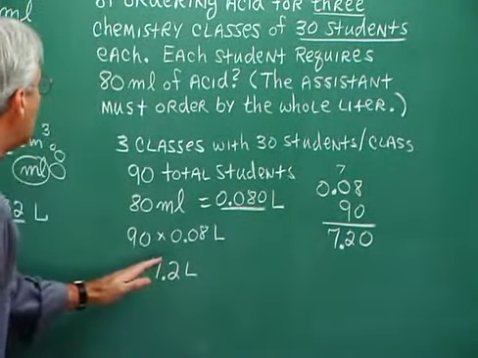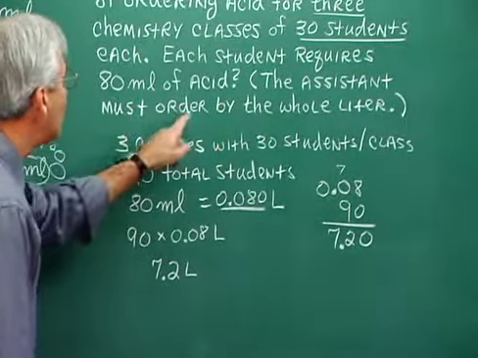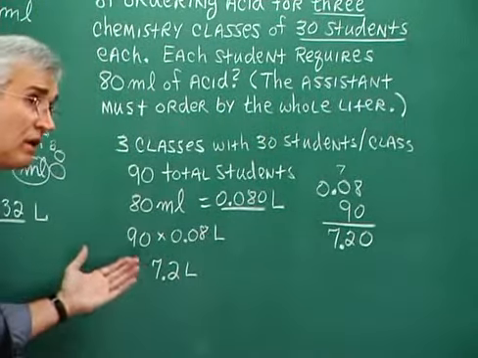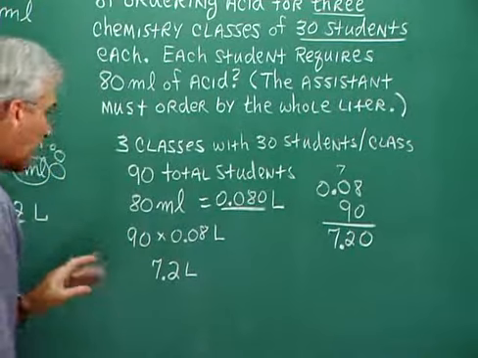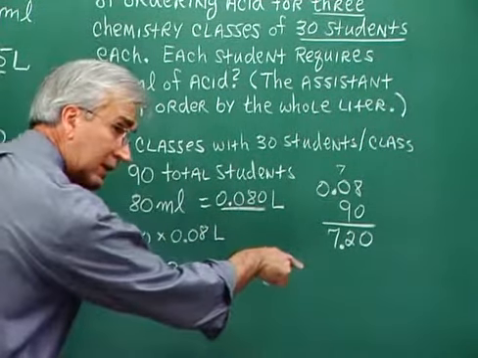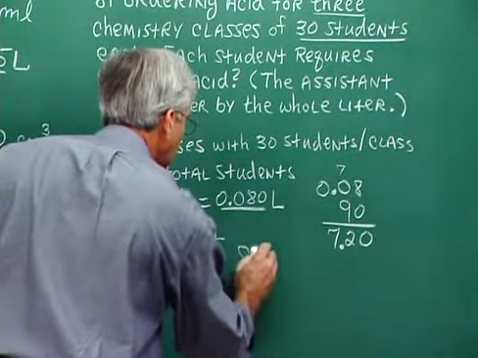But wait a second, we can only order by the whole liter. So if we're going to have enough acid for everybody, we need to order the next whole liter, so we need 8 liters of acid.